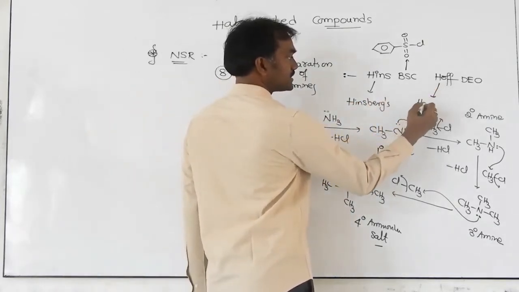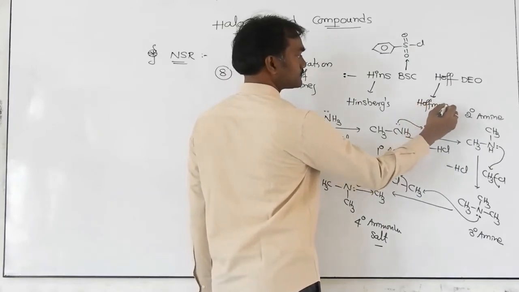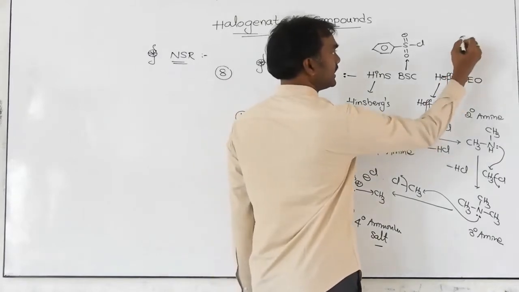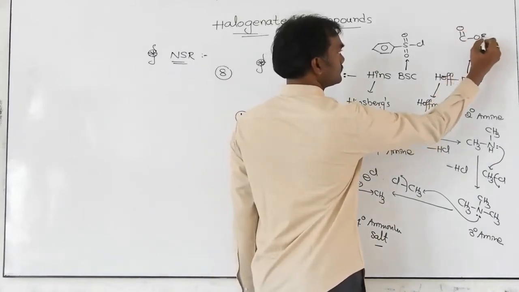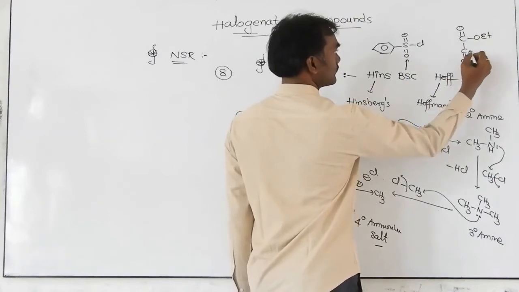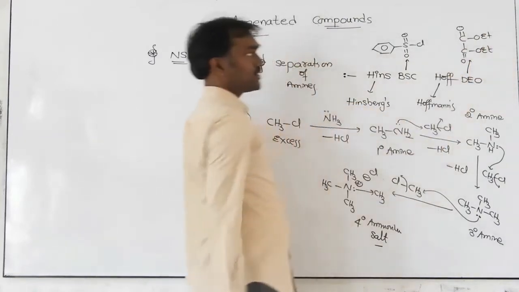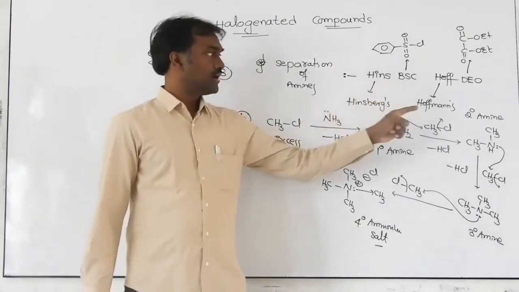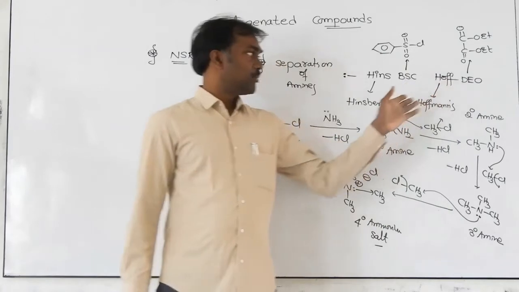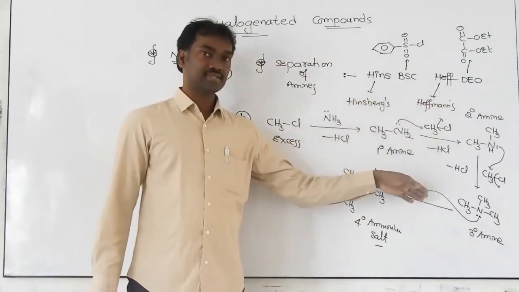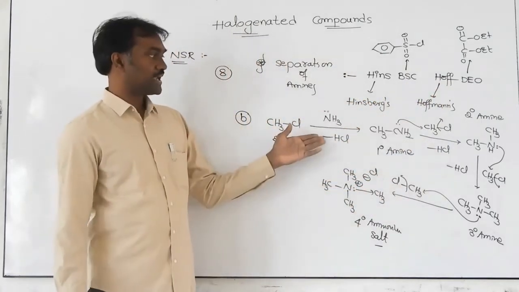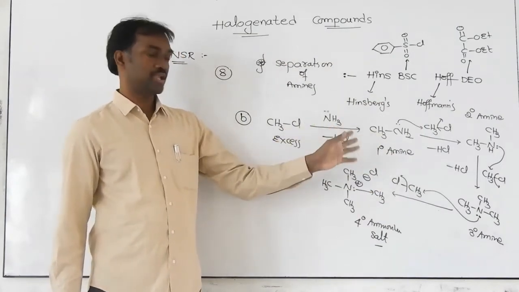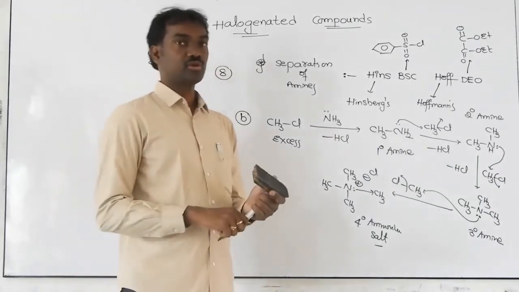Next, the second one is Hofmann's method. Hofmann's method uses diethyl oxalate. Direct questions: What is the Hinsberg reagent? What is the Hofmann's reagent? By using which method are the amines separated? When you are getting amines all together, with excess of alkyl halide or excess of ammonia, they can form. So many questions.